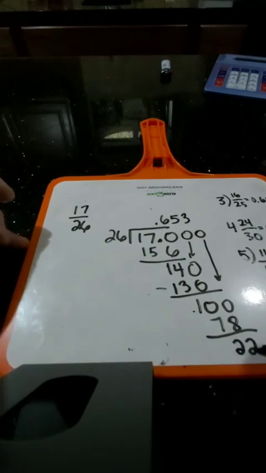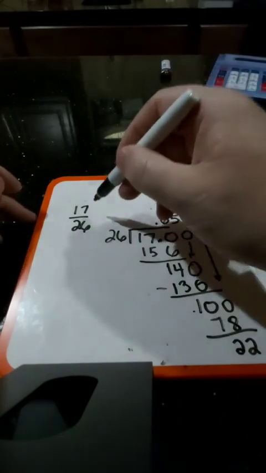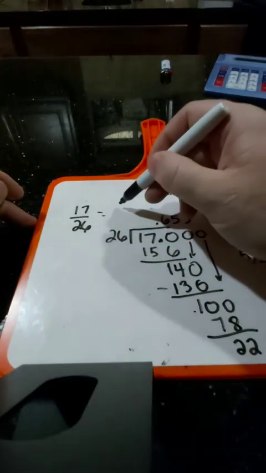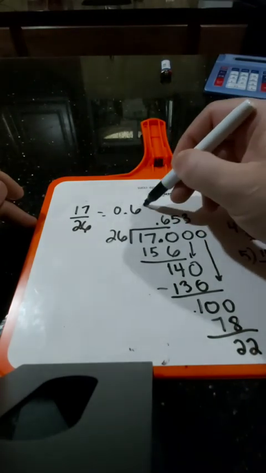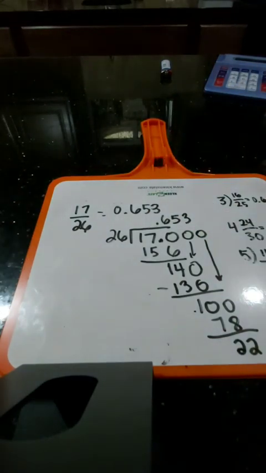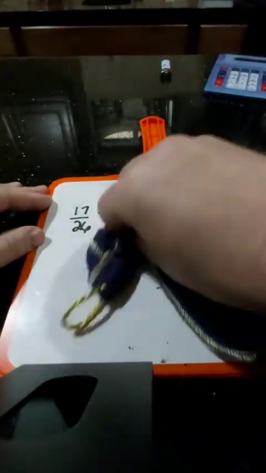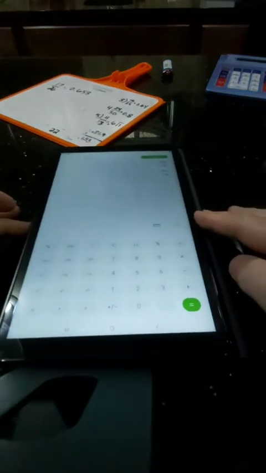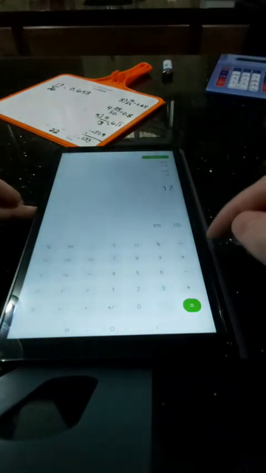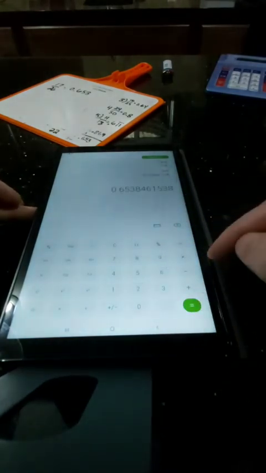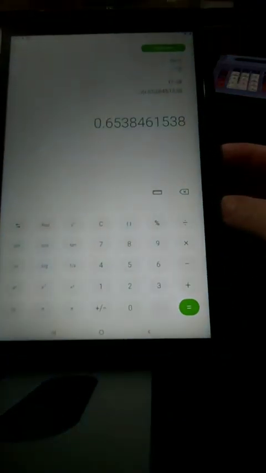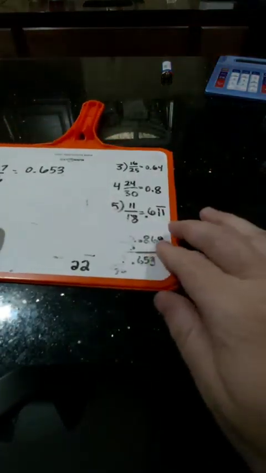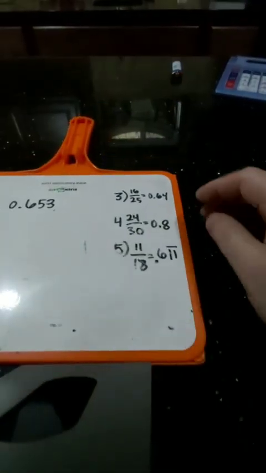All right. But 0.653 is the answer that we're looking for. So 17/26 is 0.653. All right. And we can check that with our calculator. All right. So here we go. Let's check that. Clear. We're going to take 17 divided by 26, which gives us 0.653. Okay?